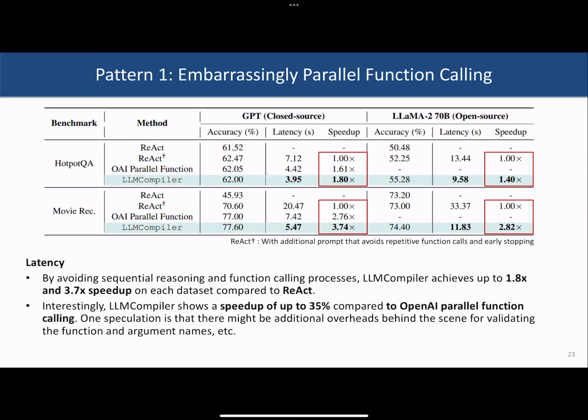Here we are also observing an interesting speedup of up to 30%, even when comparing this with OpenAI's parallel function calling. There's not much we can reason about this, because all the behaviors of OpenAI's parallel function calling are hidden from the user. Our speculation is that there might be some overheads related to validating the inputs, validating the functions, combining them all together and providing them as context. But those are our speculation.